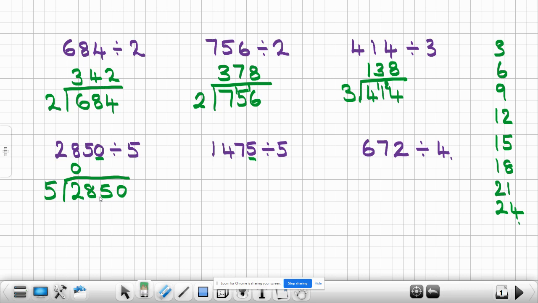5's into 28. Well, 5 times 5 is 25. So we get 5 out of it. And if it's 25, we've got a remainder of 3. So I'm going to put that 3 there and say 5's into 35. And that goes 7 times. And finally, 5's into 0 goes 0. So our answer for this one is 570.